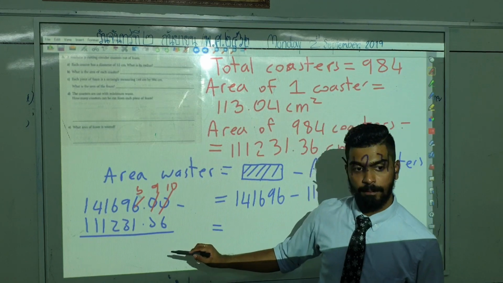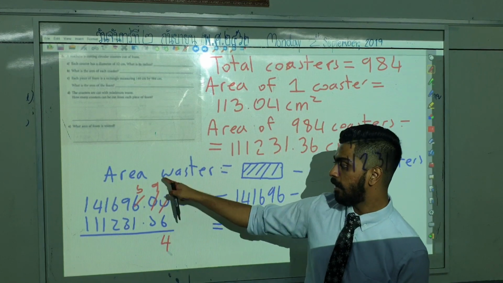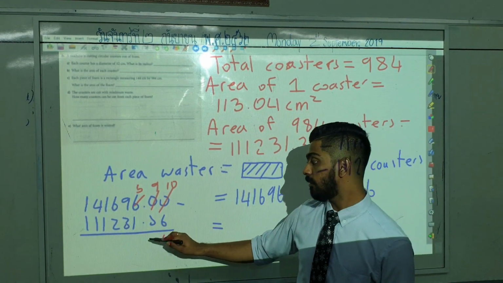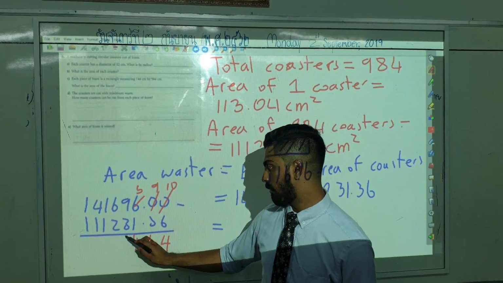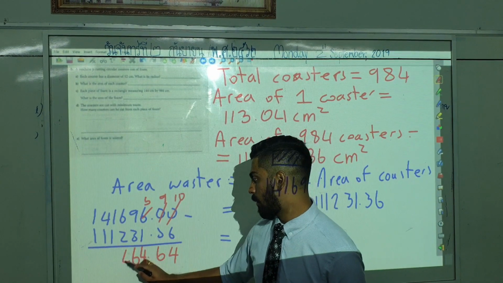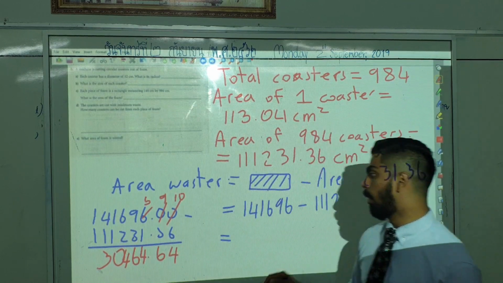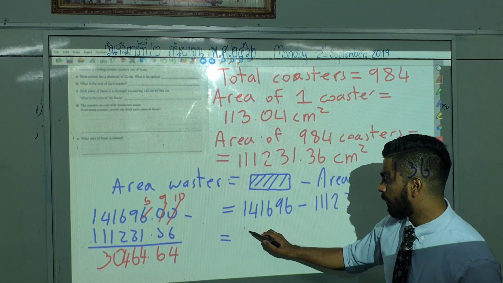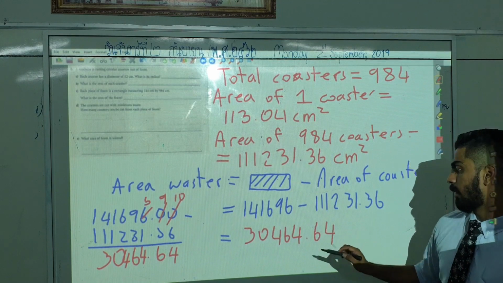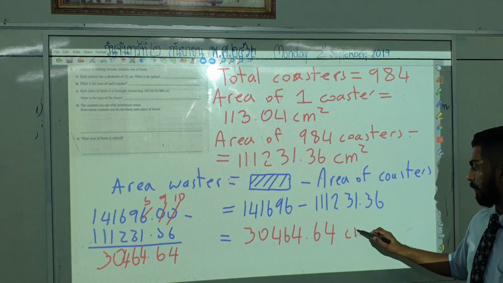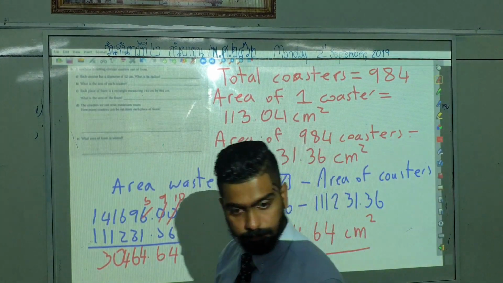10 minus 6, 4. This one is 3. 9 minus 3 is 6. Point. 5 minus 1, 9 minus 3, 6 minus 2, 1 minus 1, 4 minus 1, and 1 minus 1 is 0. So the area wasted would be 30,465.64. What's the unit? cm square. The end. Finally finished the question.